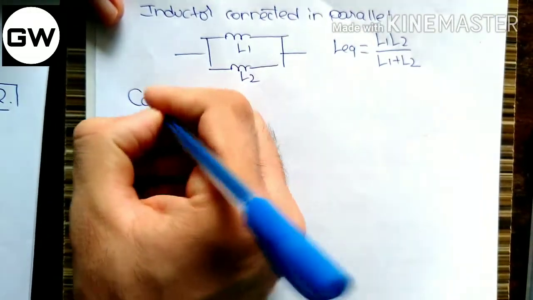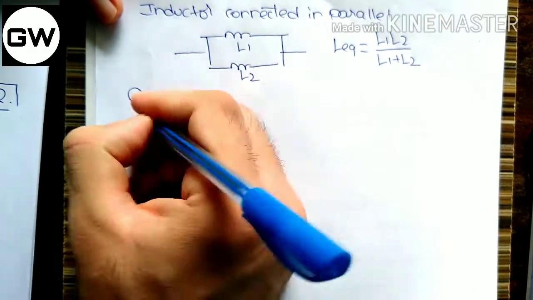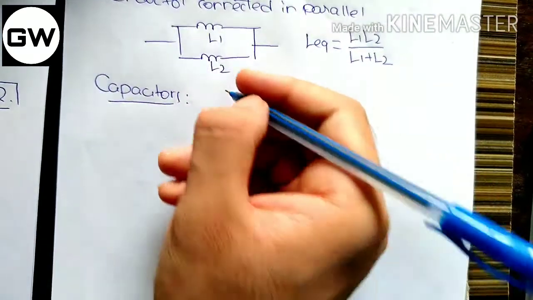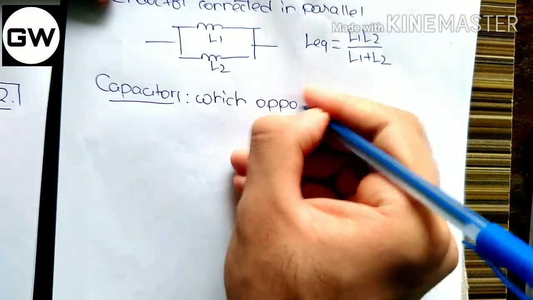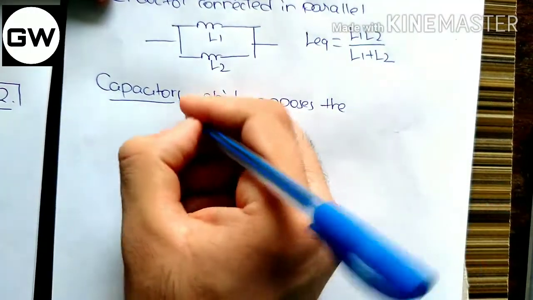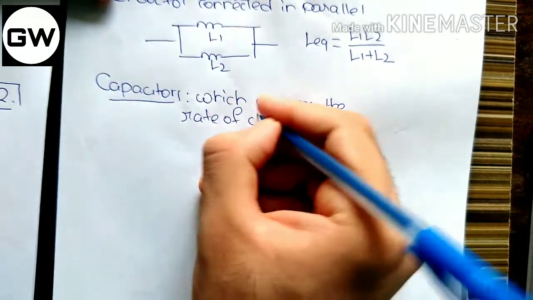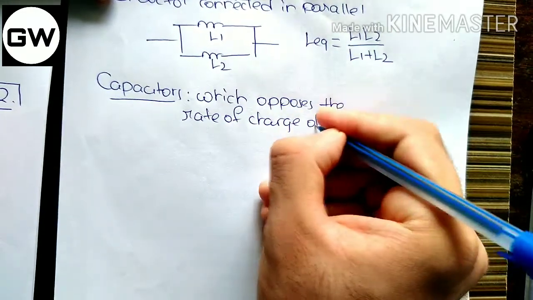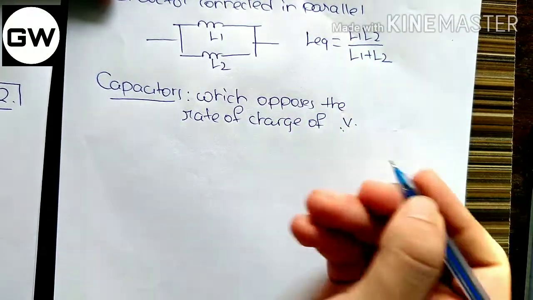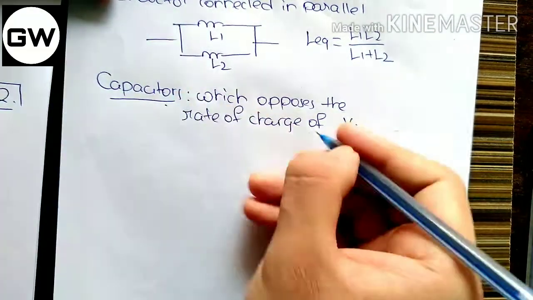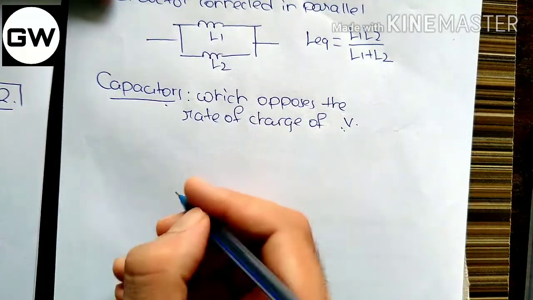And coming to the capacitors, which are the materials which oppose the rate of change of voltage. Already I is completed in the inductor part, so the remaining parameter is V. So capacitors oppose the rate of change of voltage.